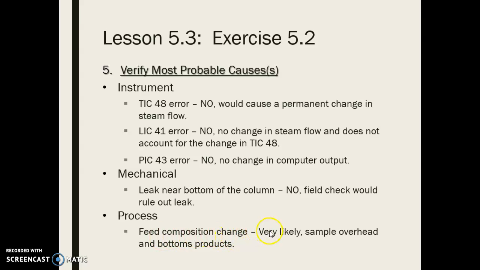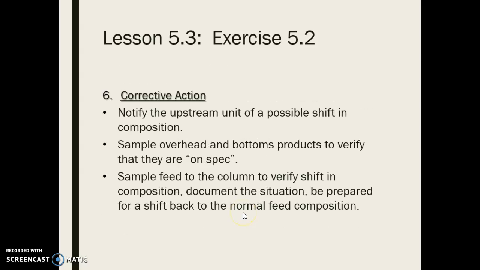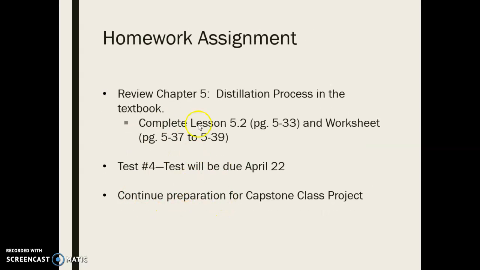Process, feed composition change. And this is extremely likely because it would do everything exactly as we thought. Because the sample's overhead, it would bring in a higher mixture of low boilers. So you wouldn't see any temperature change at the bottom, and you would be making more product. So that makes very good sense. What you would do is call upstream of the unit and find out if they changed their composition, sample the overhead and the bottom products, and sample the feed. Then you could be prepared to shift to normal feed composition when you're done. Just ask them to call you back when it's ready. So that's pretty straightforward.